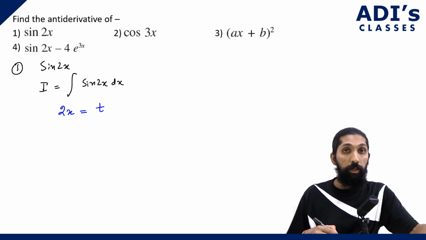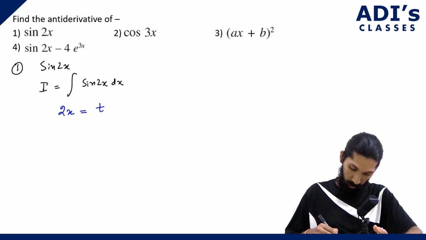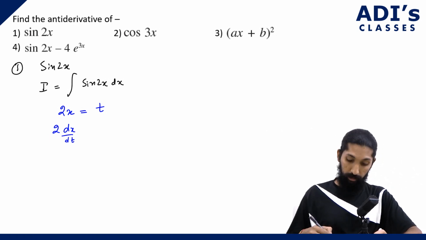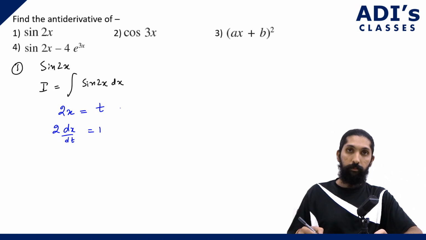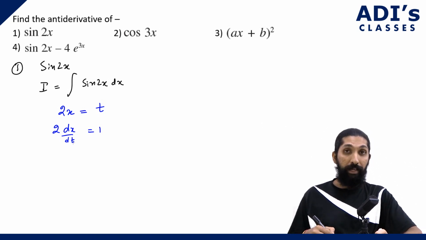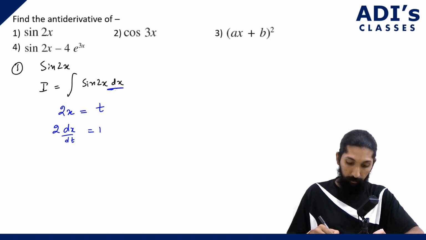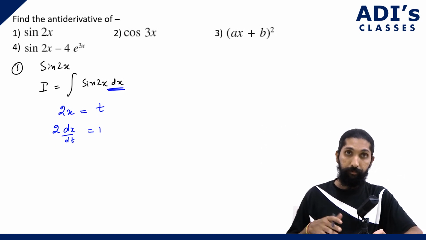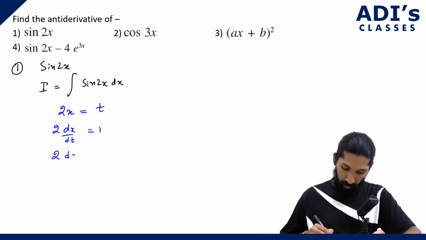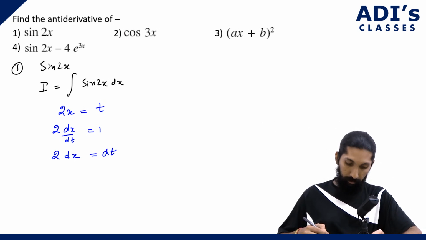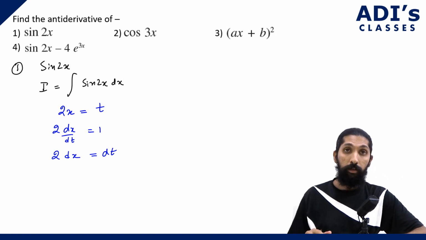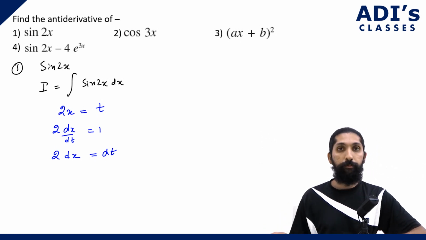Now differentiate on both sides. 2 times dx by dt is equal to 1, isn't it? Now, we don't have dx by dt in the question. If you look at it, we have just dx. So what we can do here is take 2 dx is equal to dt. That means we are changing the variable of the particular function. That's what we are trying to do.